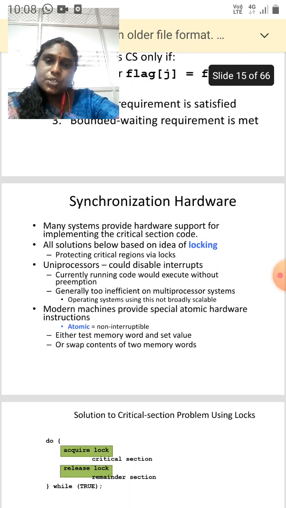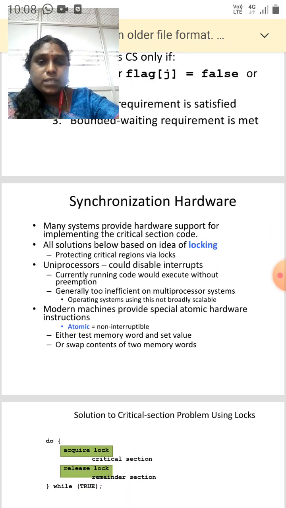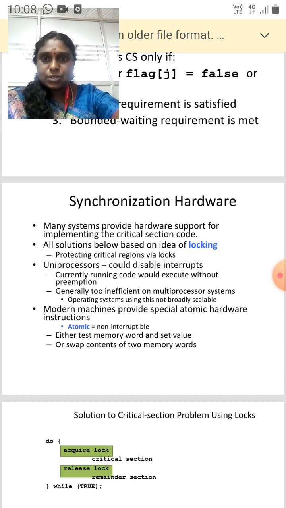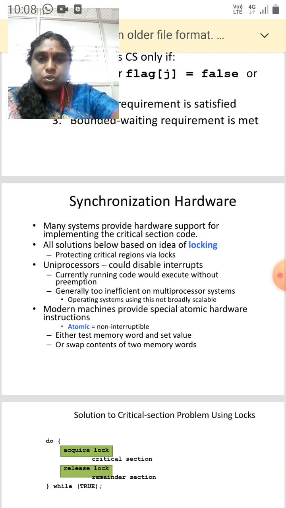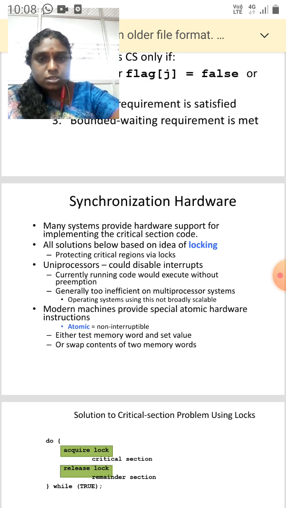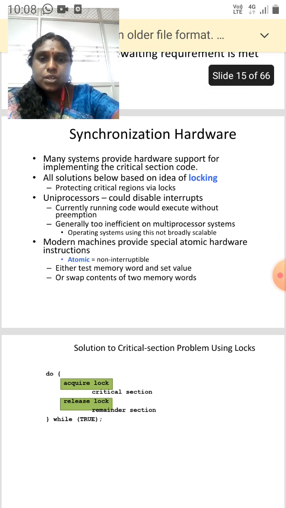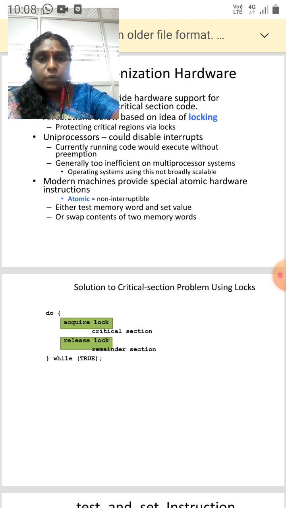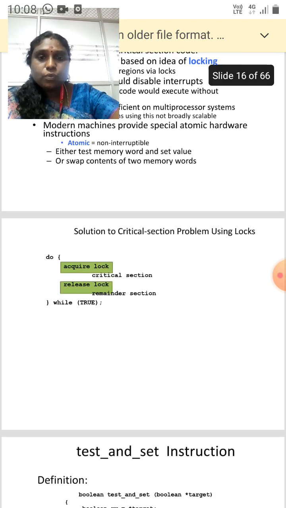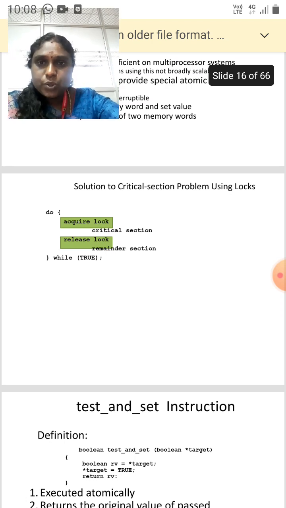Synchronization hardware: many systems provide hardware support for implementing the critical section code. All solutions below are based on the idea of locking, or protecting critical sections via locks. Uniprocessors could disable interrupts, so currently running code would execute without interruption. Generally this is too inefficient on multiprocessor systems, and operating systems using it are not broadly scalable. Modern machines provide special atomic hardware instructions that either test a memory word and set its value, or swap the contents of two memory words.